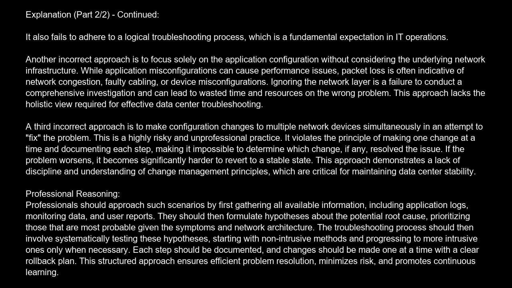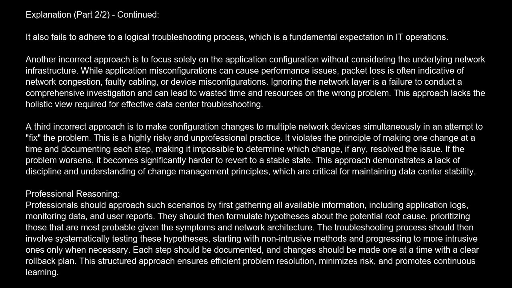A third incorrect approach is to make configuration changes to multiple network devices simultaneously in an attempt to fix the problem. This is a highly risky and unprofessional practice. It violates the principle of making one change at a time and documenting each step, making it impossible to determine which change, if any, resolved the issue. If the problem worsens, it becomes significantly harder to revert to a stable state. This approach demonstrates a lack of discipline and understanding of change management principles, which are critical for maintaining data center stability.